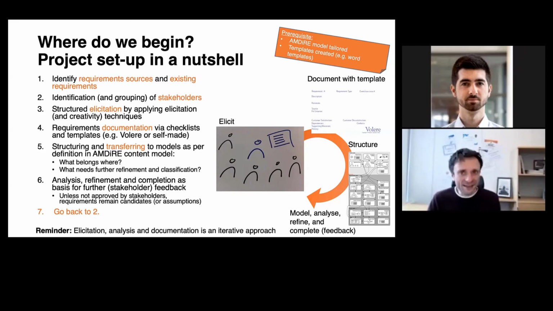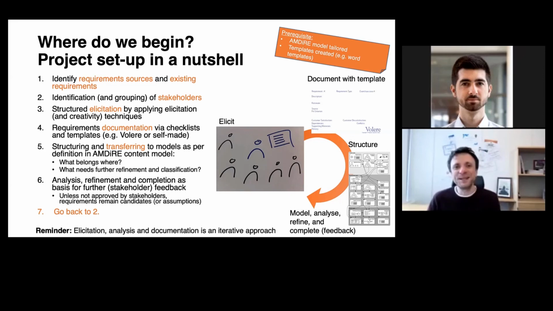Now, second step. What I do second is I identify the most relevant, not all of them, but the most relevant stakeholders, and I group them by their views. So one example could be to group the end users together by their views.